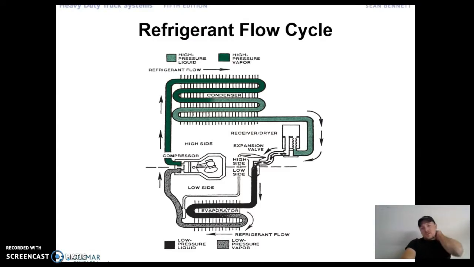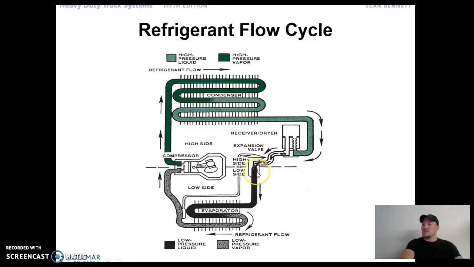All right, refrigerant flow cycle. Last time, I promise. Whatever it takes, you've got to know it. Compressor output, high pressure, through the condenser. This is high pressure vapor, right? Once it gets to the condenser, it's going to be a high pressure liquid through the receiver dryer. Out of the receiver dryer, it's more or less a vapor liquid mixture, but it's all under high pressure. High pressure gets into the expansion valve.